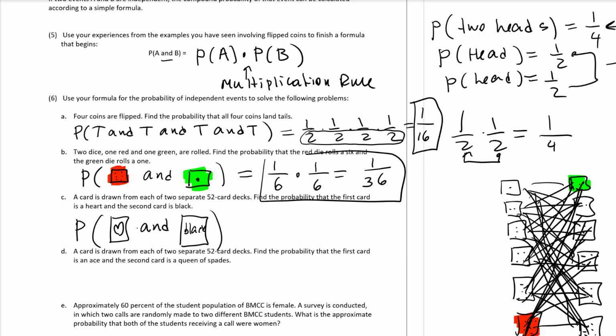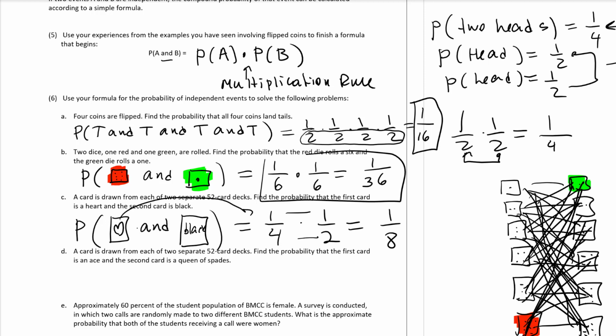Let's find the probability of each. The probability that it is a heart is 1 out of 4 because there are 4 suits: hearts, spades, diamonds, and clubs. The heart is 1 out of 4 possibilities. The probability that it's black is 1/2. You multiply them, you get 1 over 8. Do not forget, you multiply them across. Alrighty, let's do another one.